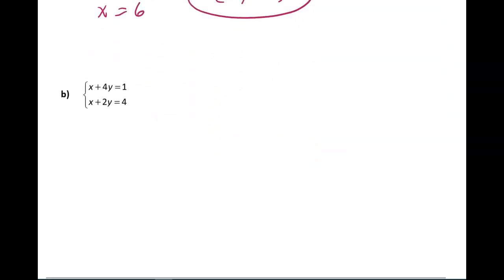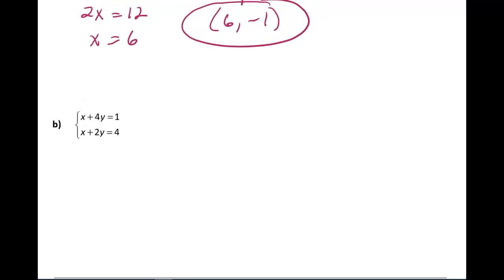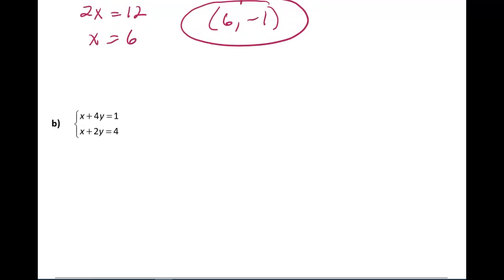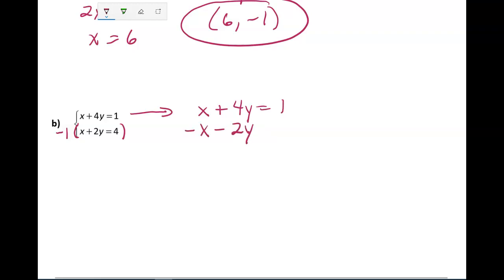There's a second type where it may not be quite as easy. We don't have opposite coefficients, but what we can certainly do is make those coefficients opposite by multiplying the second equation by -1. So I'm just going to bring over the first equation and then multiply all the terms in the second equation by -1. Make sure that you're multiplying all the way across, including the number on the right side of the equation. Now we're going to add those two equations together.